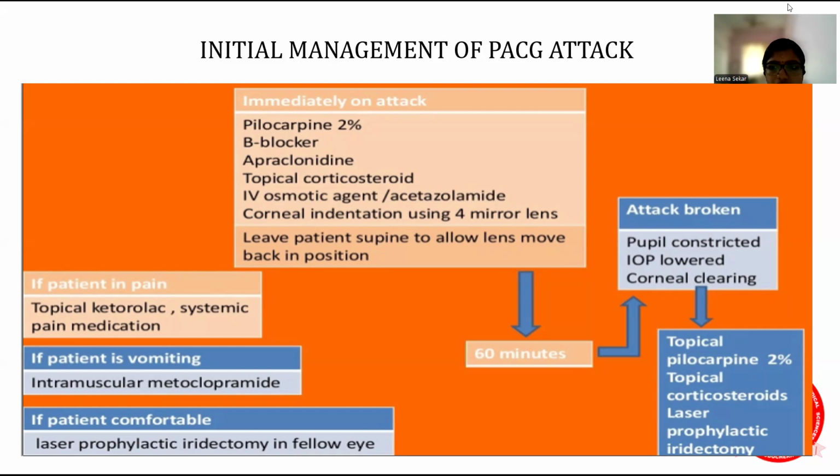After 60 minutes, if the attack is broken, the pupil can be constricted, IOP can get lower and corneal flaring can occur. In that case, we can start pilocarpine and topical corticosteroids, and after getting corneal clearance, we can do laser peripheral iridectomy. For pain, we can give topical ketorolac or any pain medication. If the patient is vomiting, we can give metoclopramide. Otherwise, if the patient is comfortable, we can perform laser peripheral iridectomy in the other eye.